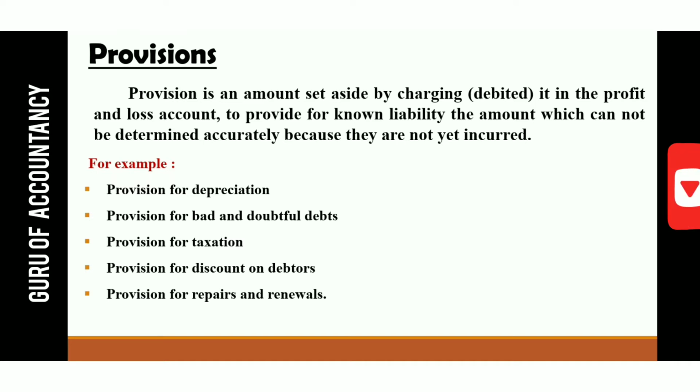So you can see here the liability is known but the amount is unknown, and that's why we have to create provision for it. Similarly, provision for taxation, provision for discount on debtors, provision for repairs and renewals, all these are examples of provisions. So dear students, you must have understood that in provision the liability is known to us. We are aware that this would be the liability in future, this would be the likely expense in future, but its amount is uncertain, and that's why we have to create provision by debiting it to the profit and loss account. Provision is a charge against profit, and that's why it is debited to the profit and loss account.